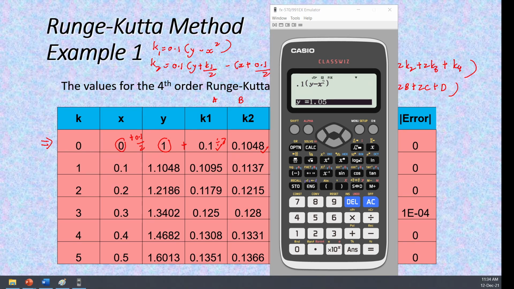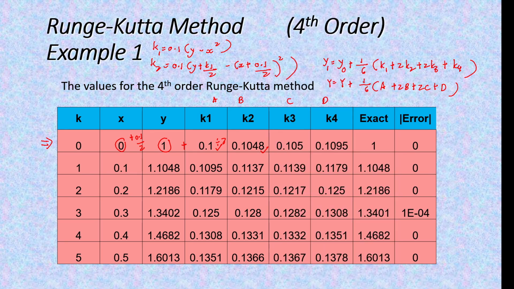Okay, if you can follow, then you calculate for K3. Look at the formula. K3 is actually the same x value. The y becomes y plus K2 divided by 2, and x is still x plus 0.1 divided by 2. So for K3, you do not need to change x.